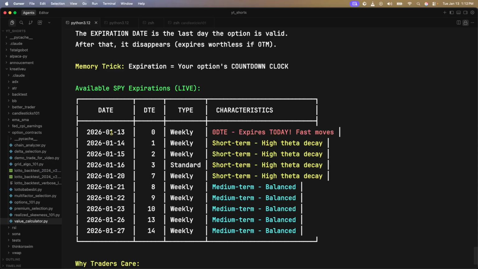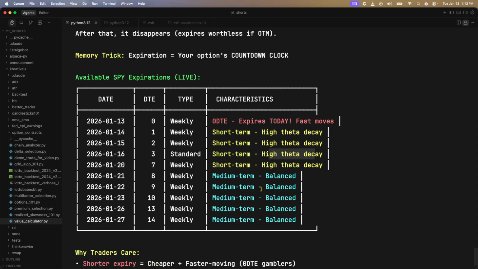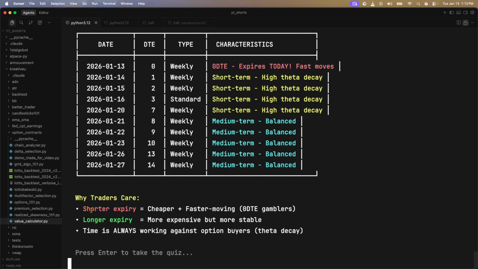Or every minute, if you're doing 0 DTE, it loses value, right? So the more time that you have, the less you have to worry about theta decay, and the more time you have for a move to go on your side. So let's keep going. Shorter expiration: cheaper, fast moving.